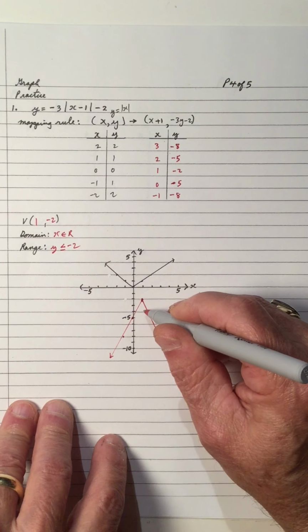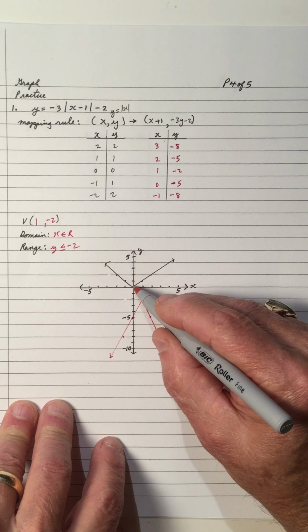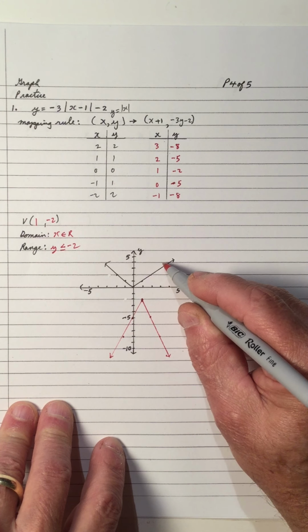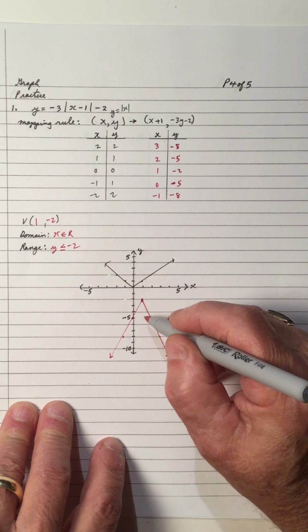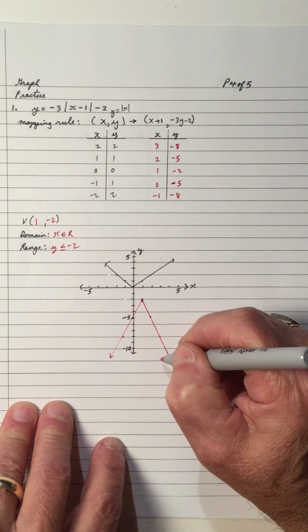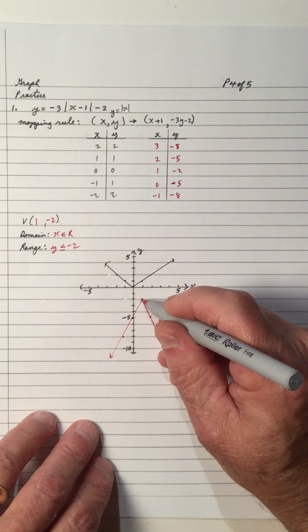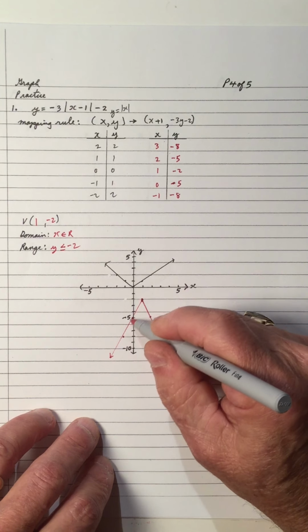Because remember, in an absolute value, on the right side of the vertex you've got a plus, and the left side is a minus. If the right side of the vertex is a minus slope, then the left side has a positive slope. Or if the left side is negative, then the right side is positive.